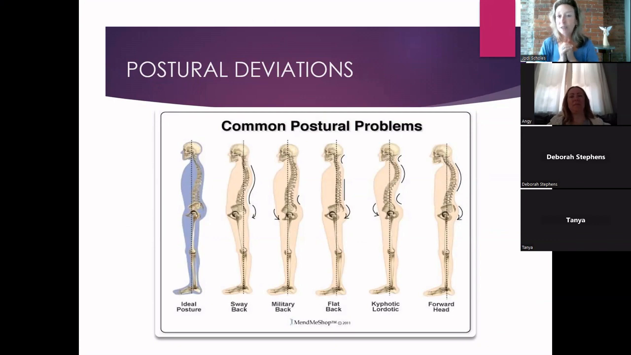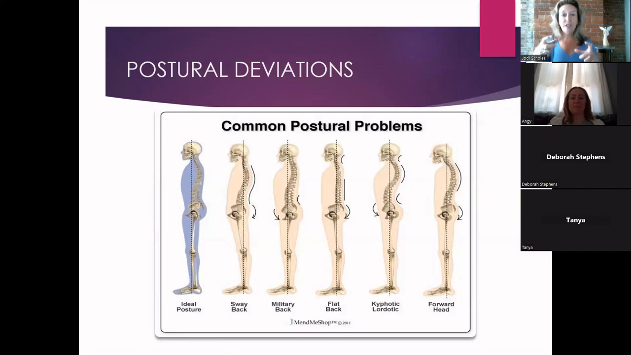Problems. I don't like to give my clients problems, right? They come in with enough of their own problems. So I like to say they're postural deviations, things that are a little bit different than the norm. All right. We'll talk about ideal posture in a moment, but here you can see this is a bit of a sway back, a posterior tilt to the pelvis.